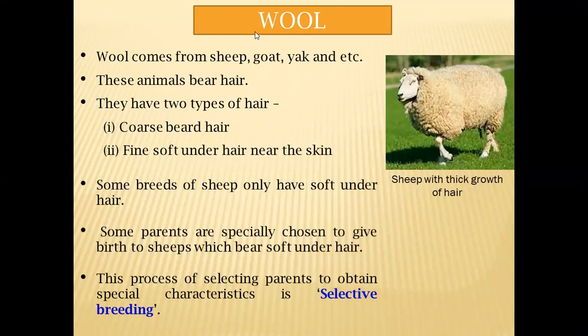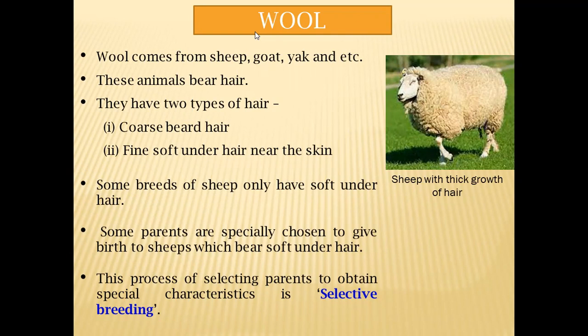You all know that wool comes from many animals: sheep, goats, yaks, and so on. These animals bear hair. There are two types of hair borne by these animals: the coarse beard hair and the fine soft underhair, which is near the skin. Do you know why these animals bear hair? Because during winters it is very cold. Due to the climatic conditions, they need to feel warm, or they would be damaged or get diseases.